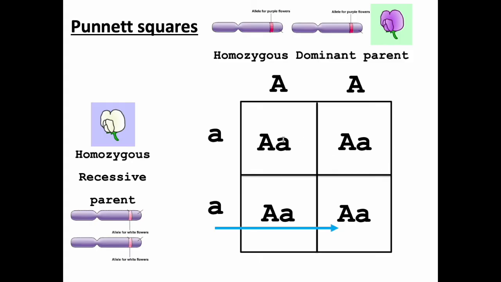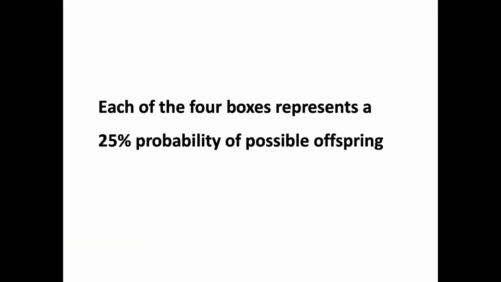Well, each one of these four boxes represents 25% of the offspring. Because there are four of these, 25%, 25%, 25%, 25%, it totals up to 100%. Again, this is predicting what the offspring could be. Each of the four boxes represents a 25% probability of possible offspring.